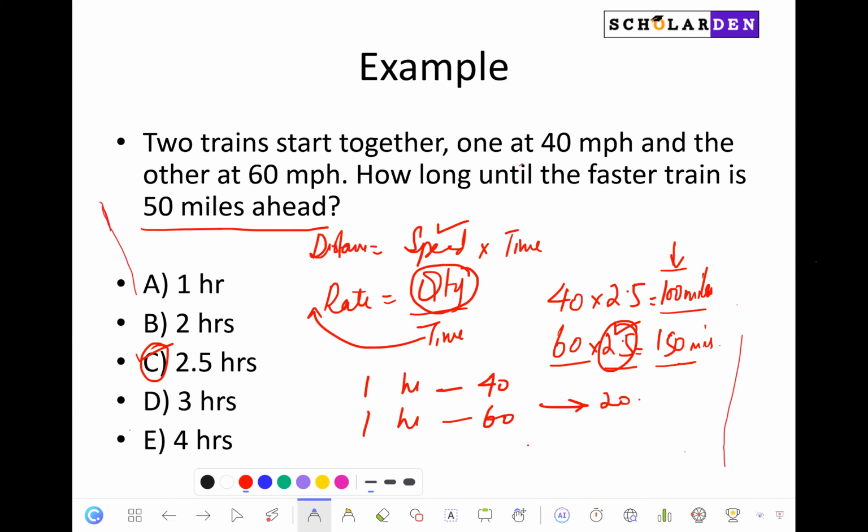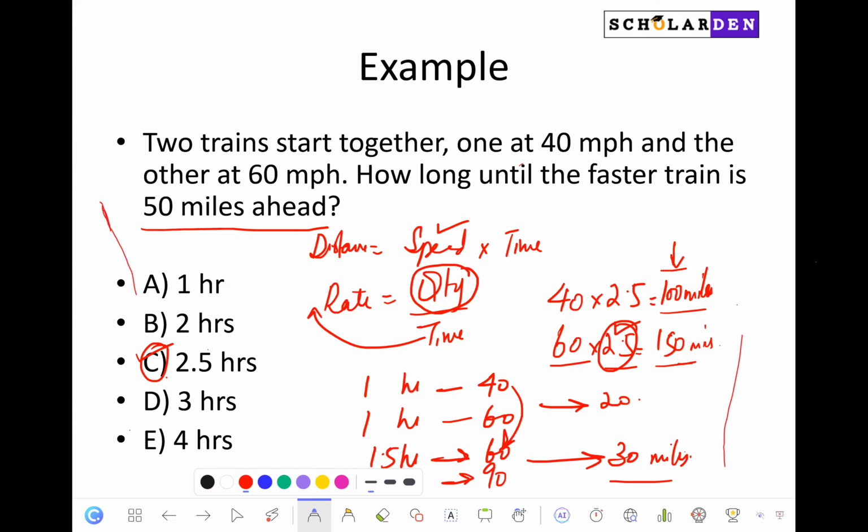I'm going to jump ahead. What happens at 1.5 hours? At 1.5 hours, the slower train travels 60 miles, and the faster train is going to travel 90 miles. So now the difference is 30 miles. So I have to keep on going. But with back solving, I can do this rather quickly.